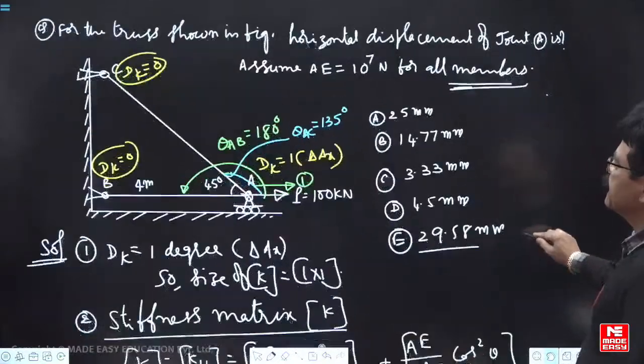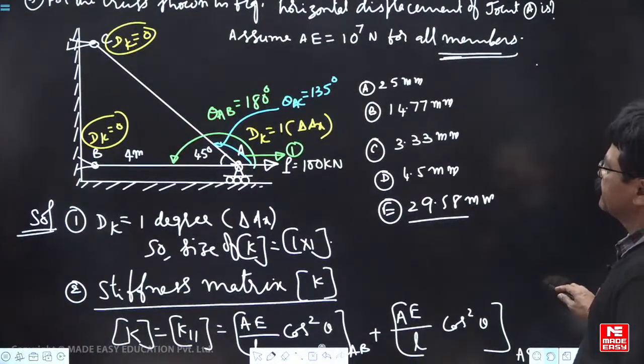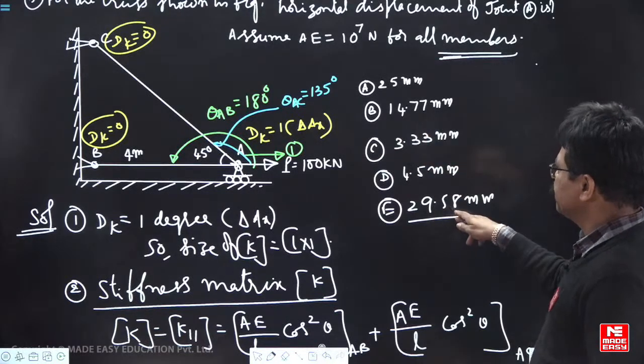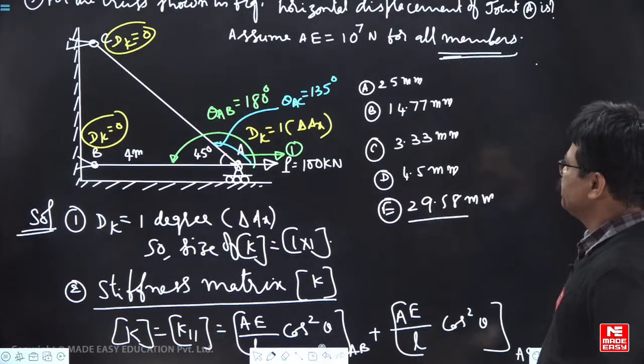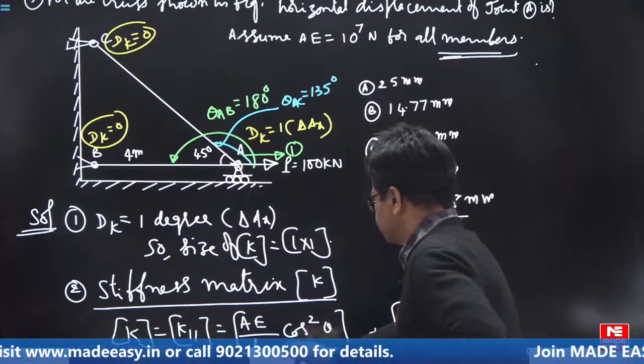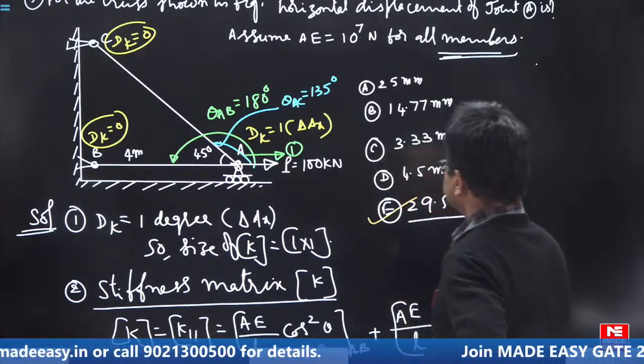What is the horizontal displacement of joint A? Since I doubled the length, here also I have to double it. Into 2 when I put it, exactly 29.58 you will get. So E is the answer.